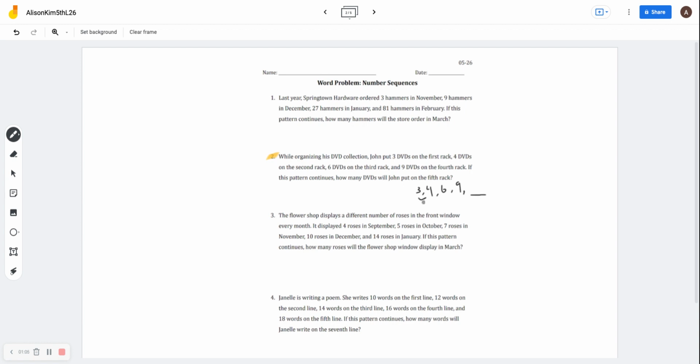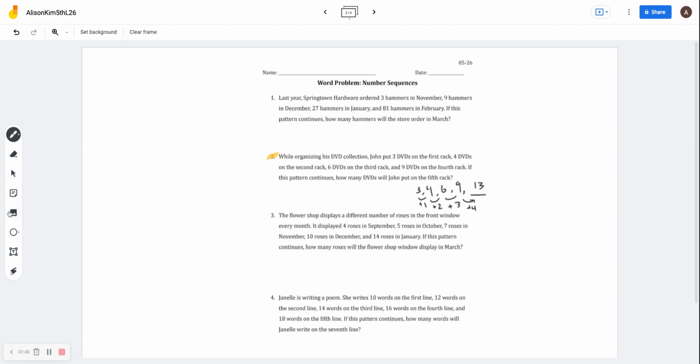So from 3 to 4, we're adding 1. From 4 to 6, we're adding 2. And from 6 to 9, we're adding 3. So as you can see, it's not increasing by the same number each time, but there's a pattern where it's +1, +2, +3. So it can be inferred that the next one will be +4. So it'll be 9 plus 4, which is 13.